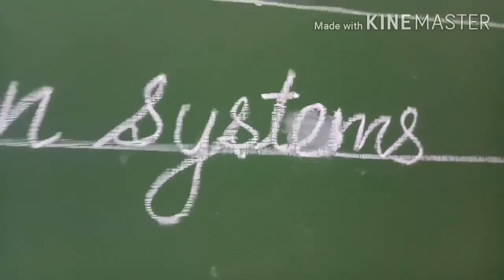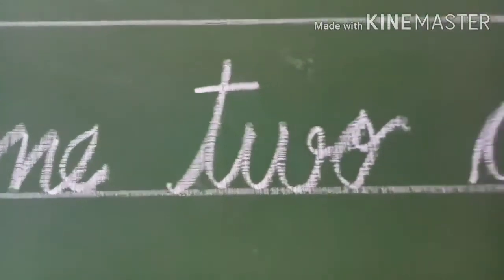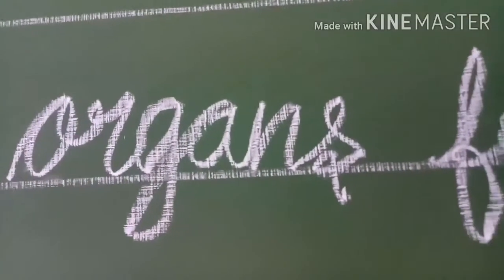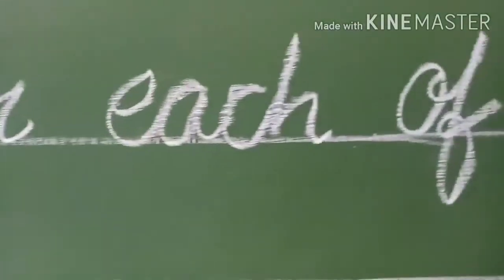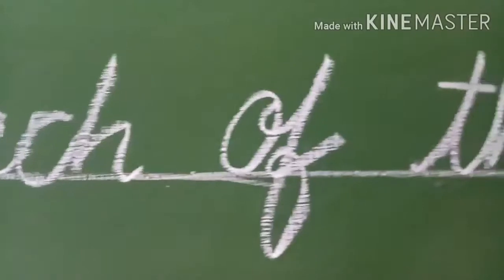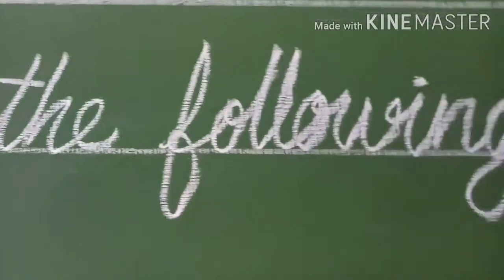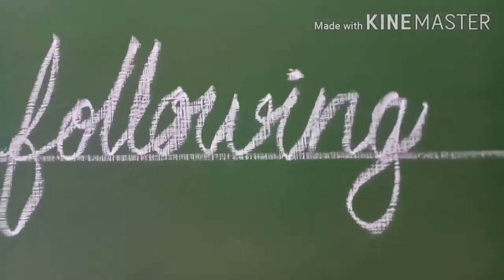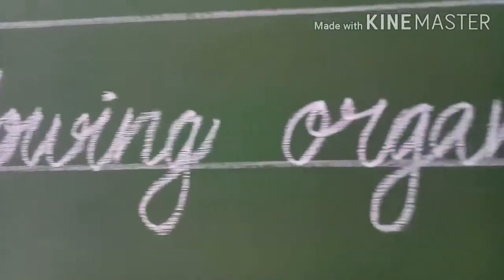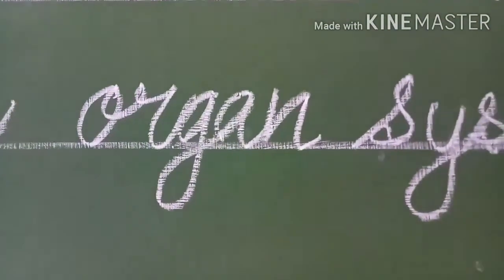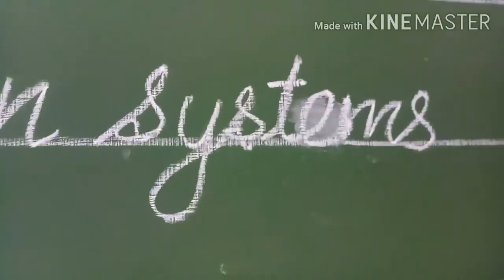Okay, children. So, what is the second pattern? Second pattern is name two organs for each of the following organ systems.